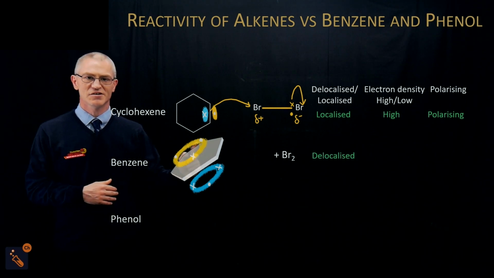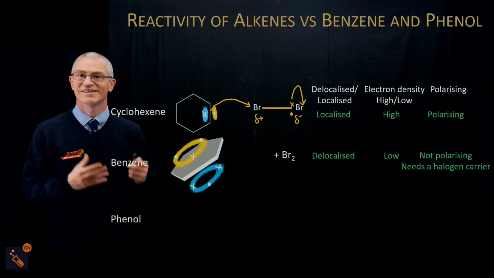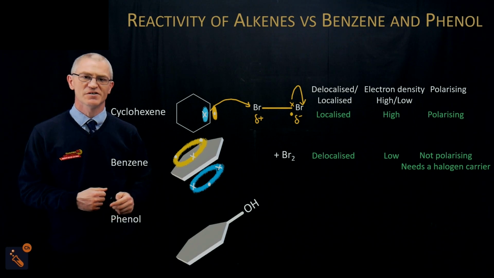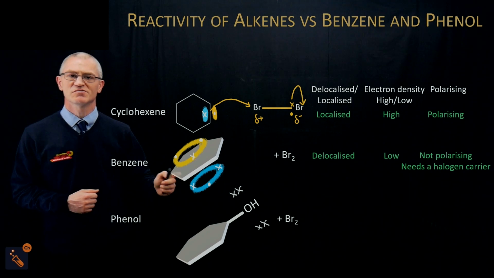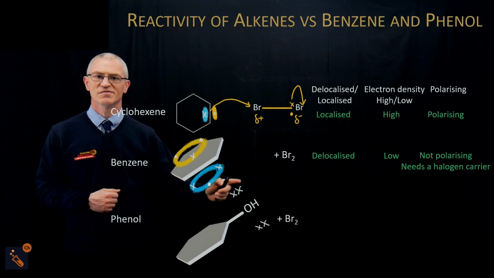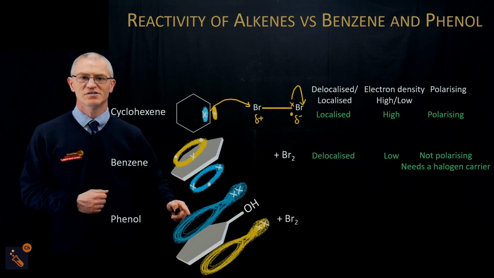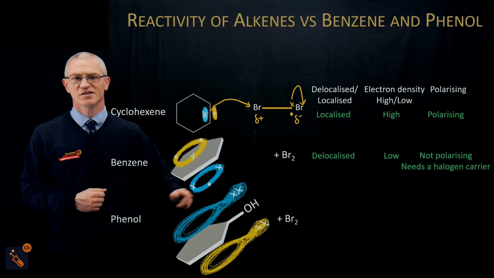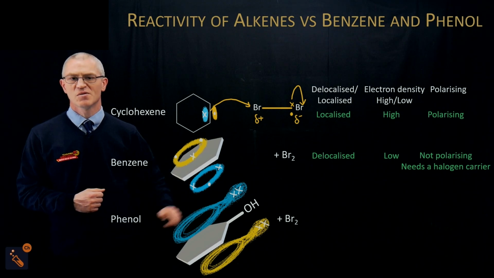So it's delocalized, it's a low electron density, and it's not polarizing, needs a halogen carrier. We then talk about phenol. Phenol, really important here that when you're answering the question, you talk about these lone pairs of electrons on the oxygen. The lone pairs of electrons go into the delocalized system. You can see here the delocalized system, they're part of it, and it's a bit like a bowling pin shape, but they're part of it.